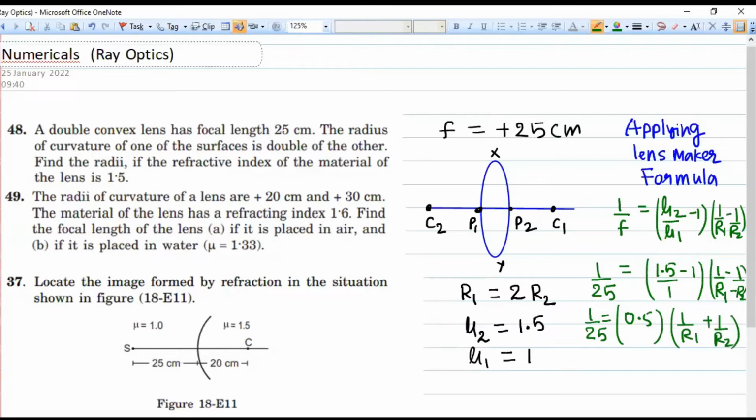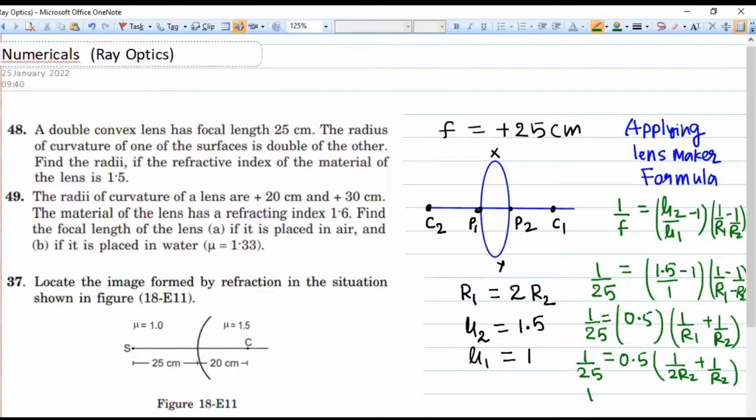So it will become 1 upon 25 equals 0.5 multiplied with (R1 = 2R2). So we can replace R1 by 2R2 plus 1 upon R2. Just keep on solving. So how much will it become? 2R2 plus R2, it will become 3R2.